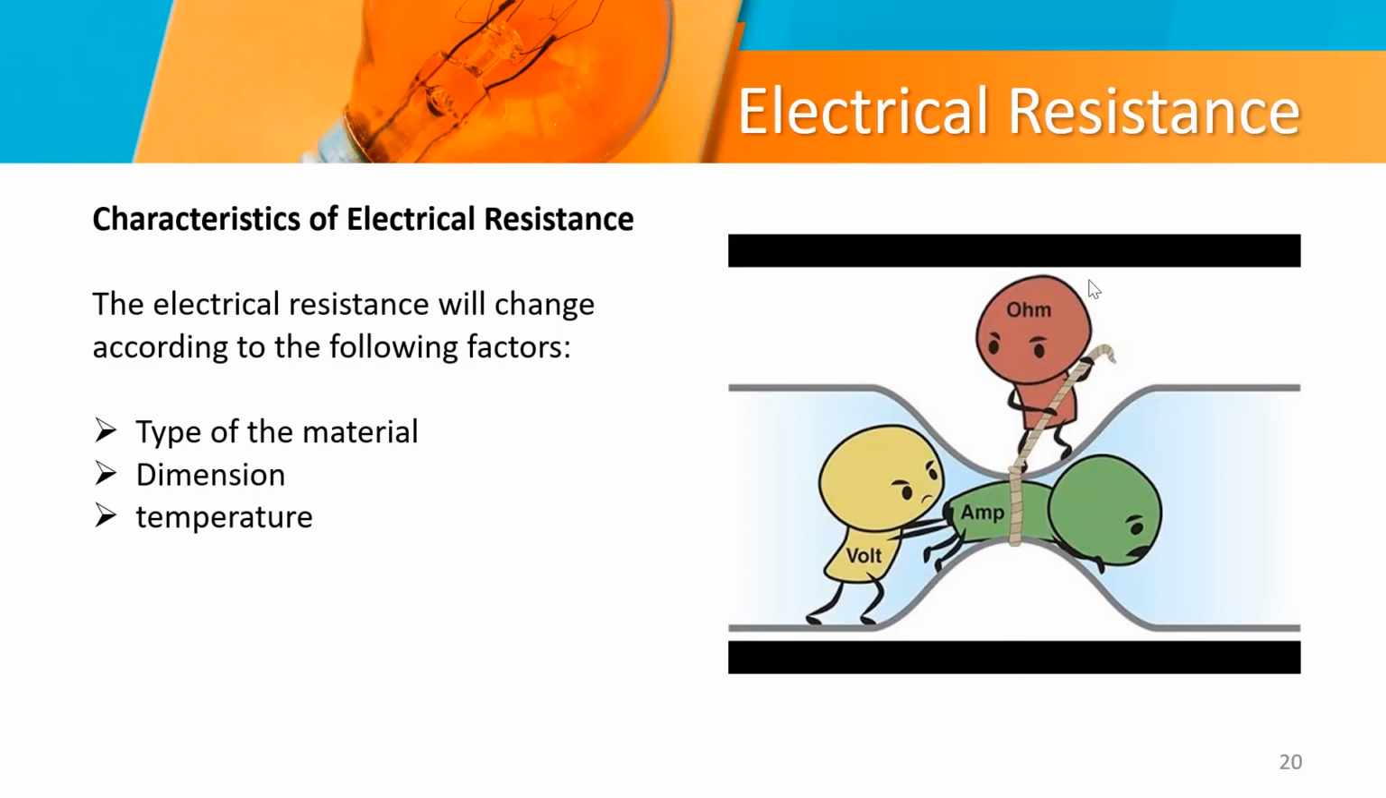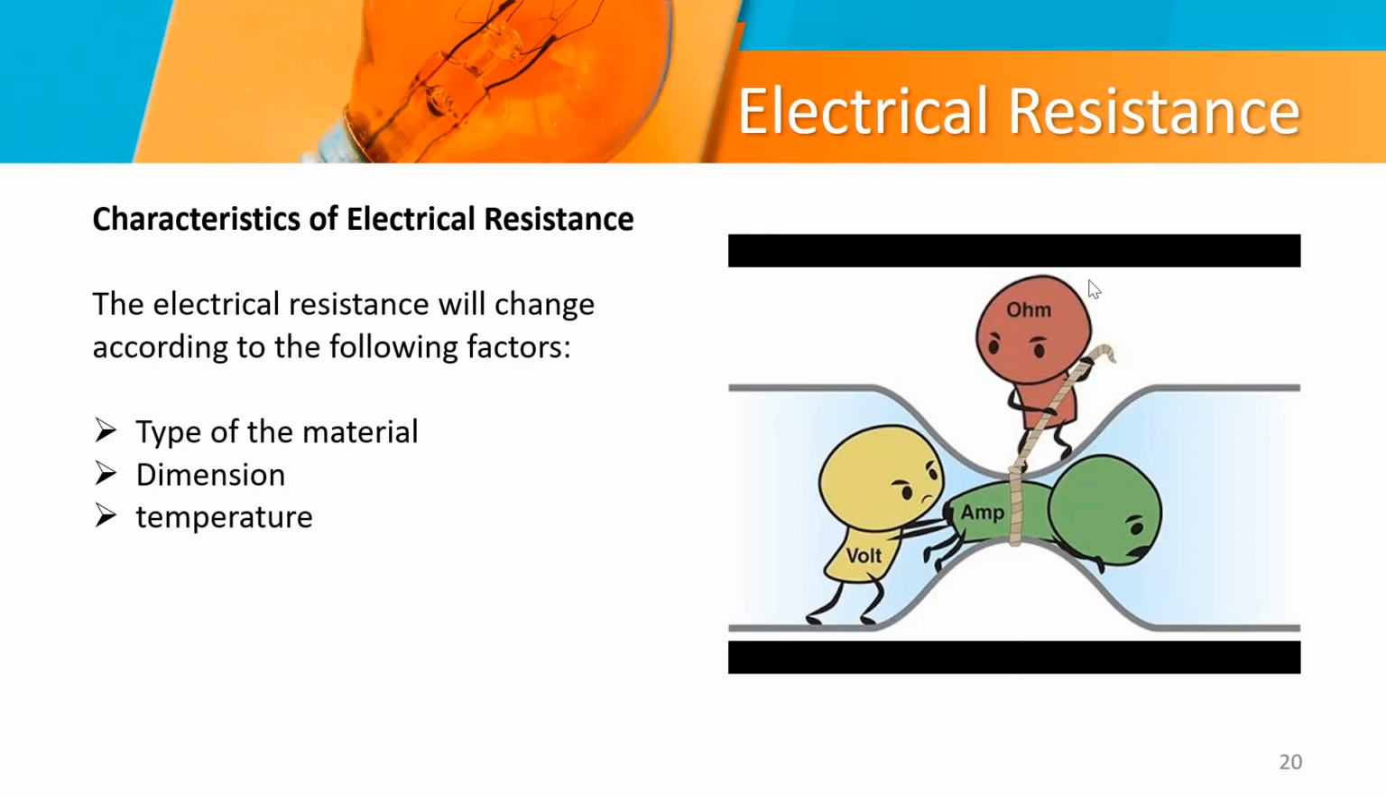Now there are characteristics of electrical resistance which affect its value. Number one is the type of material. Number two is the dimension, and number three is the temperature. The type of material affects resistance because different materials have different resistivity. It is inherent to the material. For example, copper has a different resistivity compared to aluminum.